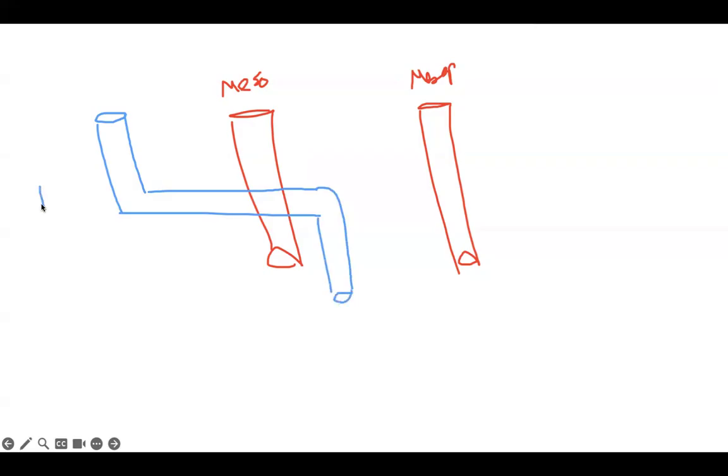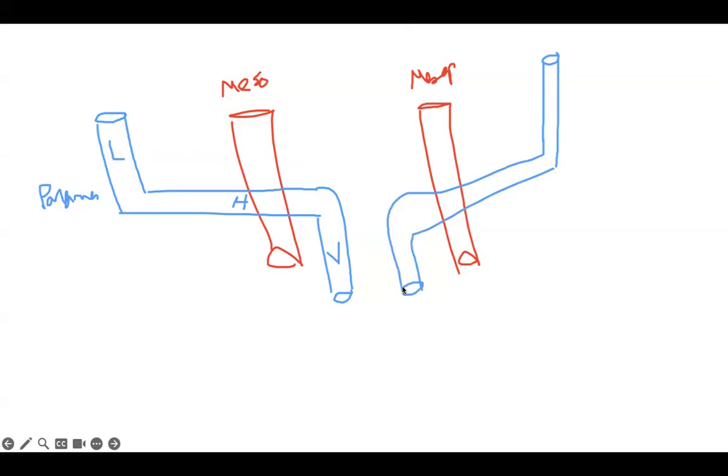So the paramesonephric duct is formed from three parts. One is lateral, one is horizontal and in front, and one is caudal and vertical and medial to the mesonephric duct. The same here, we have three parts. One is lateral and vertical, one is middle and horizontal, and one is caudal and medial to the mesonephric duct.